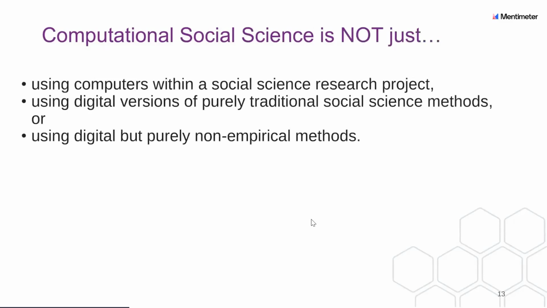Importantly, computational social science is not just using computers within a research project that focuses on social science. It's not just using digital versions of purely traditional social science methods or using digital but purely non-empirical methods. So computational social science is not communicating via email about a social science research project, or using online surveys as opposed to paper surveys, or keeping a digital diary instead of a paper diary as you're trying to do some kind of experiential process kind of method. Don't worry, we'll get into it.